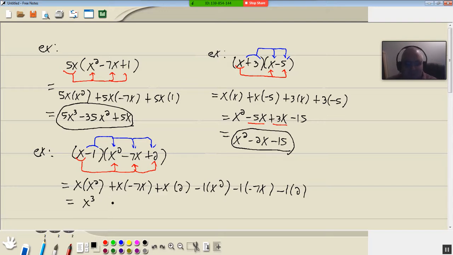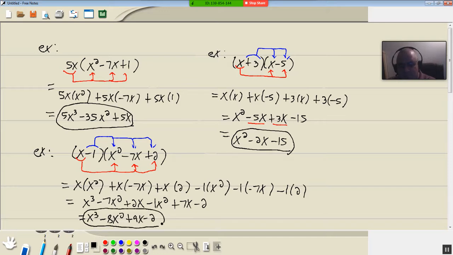X times x squared is x to the third. X times negative 7x is negative 7x squared. X times 2 is 2x. Negative 1 times x squared is negative 1x squared, or negative x squared. Negative 1 times negative 7x is a positive 7x, and negative 1 times 2 is negative 2. Combine like terms. Negative 7x squared, negative 1x squared is negative 8x squared. 2x plus 7x is 9x. And then the minus 2 carries down. And that would be our answer.